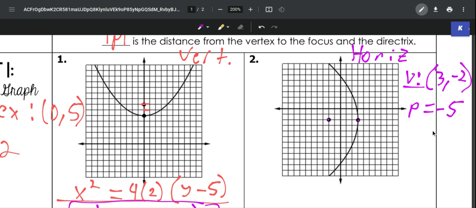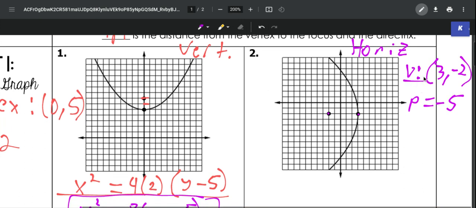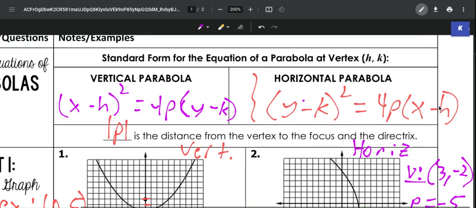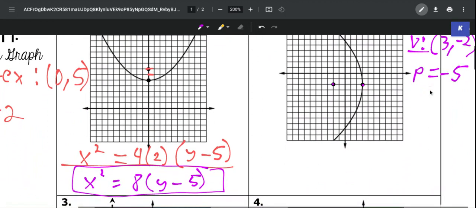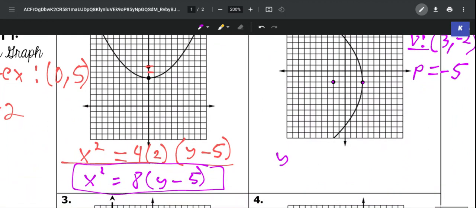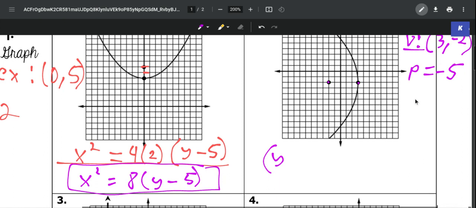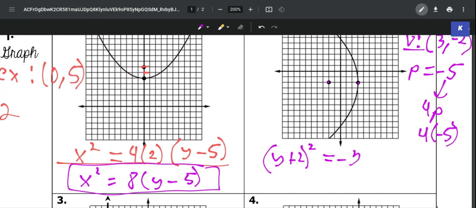All right. Now we've got our vertex, we've got p. We can just plug all of that into our horizontal parabola equation. So we're going to have y first. And for that y, we just need to know the y coordinate from our vertex, which was negative 2. So we're going to make this a plus 2 in parentheses squared, equal to 4p. We plug in negative 5 into 4p, which would be 4 times negative 5, so I'm going to have negative 20 here.